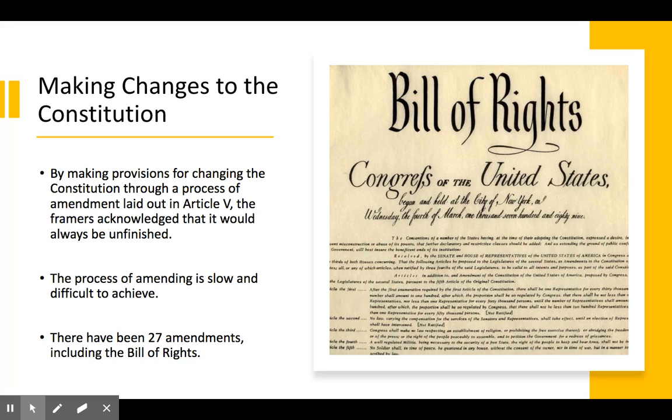Now keep in mind that two of them kind of cancel each other out. The 18th Amendment was prohibition, so ending the sale of alcohol. And the 21st Amendment is going to repeal the 18th Amendment. So those two cancel each other out. But just know that there have been 27 amendments to the Constitution.